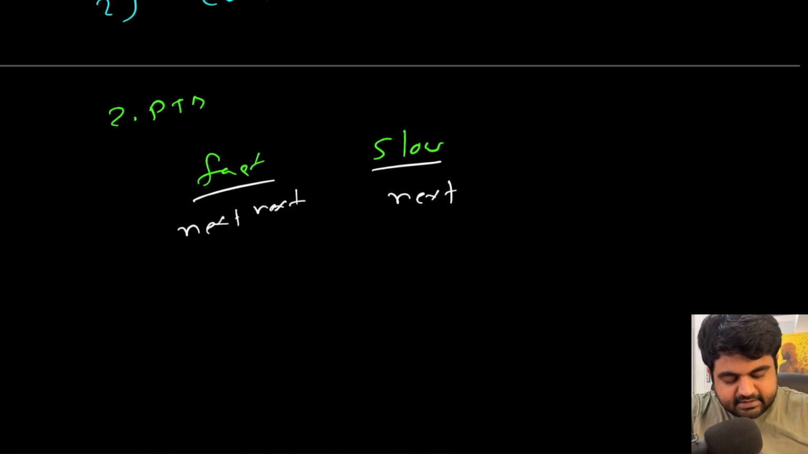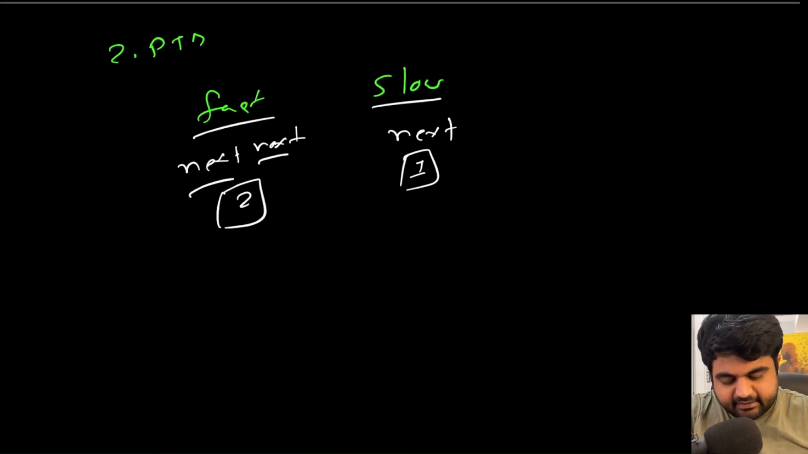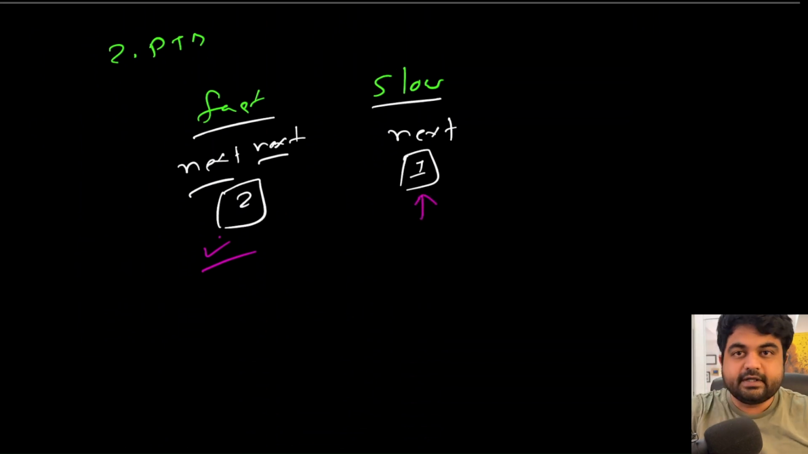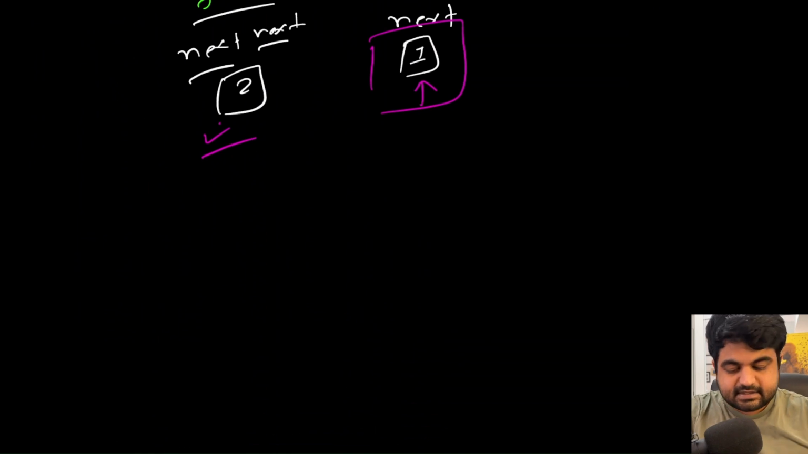Which means that fast pointer is going to make two hops and slow pointer is going to make one hop. The moment we identify that fast pointer has reached the end of the list or fast.next is at the end of the list, then whatever the position of slow pointer is has to be the middle pointer of the linked list. So let's see this theory in action.